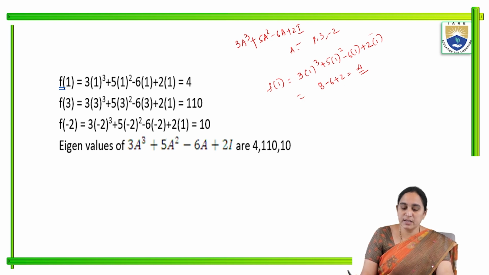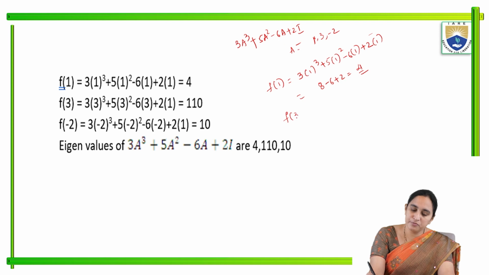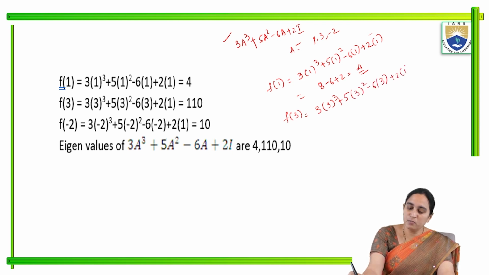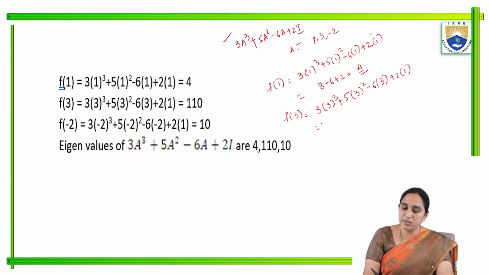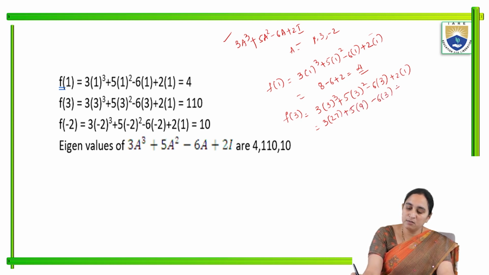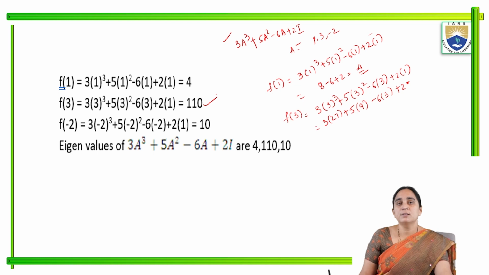Similarly, what about the second eigenvalue, that is f of 3? Again, substitute in the polynomial: 3 into 3 cube plus 5 into 3 square minus 6 into 3 plus 2 into 1. Simplify that: 3 into 27 plus 5 into 9 minus 6 into 3 plus 2. After simplifying, we get the eigenvalue as 110. Similarly, one more. What about the other eigenvalue?